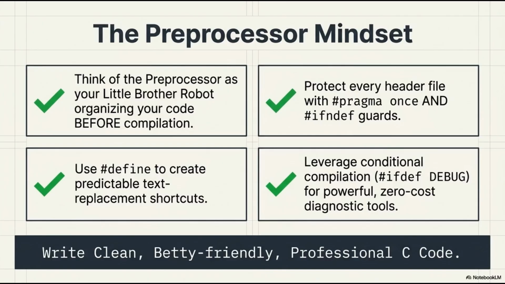And this all brings us to our ultimate goal, developing that true preprocessor mindset. Because by understanding this tool, you aren't just writing code that works, you are writing incredibly clean, Betty-friendly, professional C code. So the absolutely crucial point here is to take these 4 actionable rules and carry them into your daily workflow. Number 1, always think of the preprocessor as your little brother robot organizing your code before compilation. Number 2, use #define to create really reliable, predictable text replacement shortcuts. 3, professionally protect every single header file you make with both #pragma once and your standard #ifndef guards. And 4, actively leverage conditional compilation, like our #ifdef DEBUG macro to build powerful, zero-cost diagnostic tools.